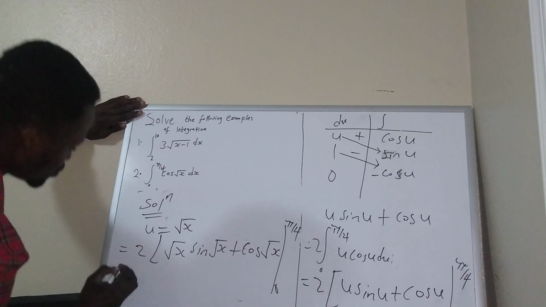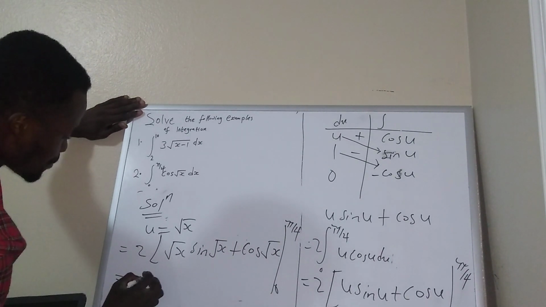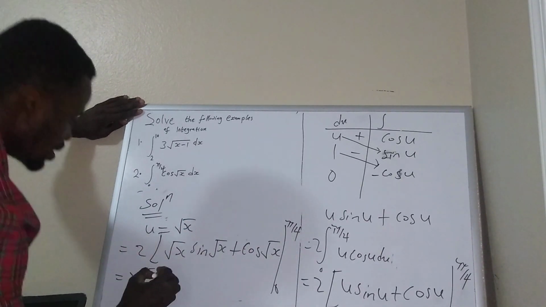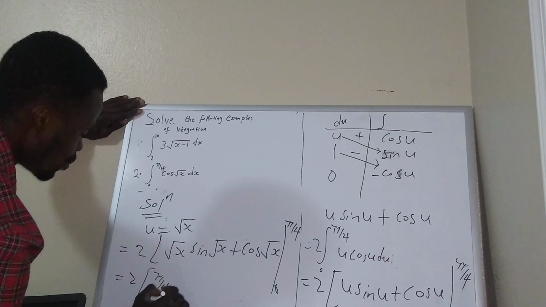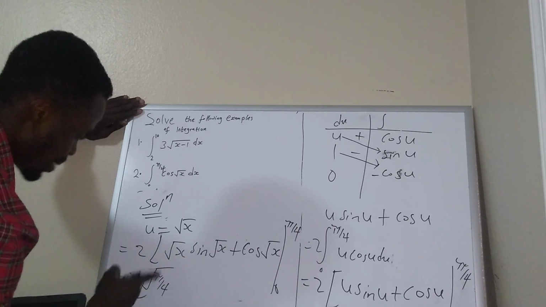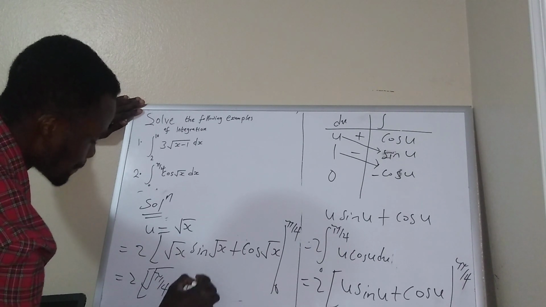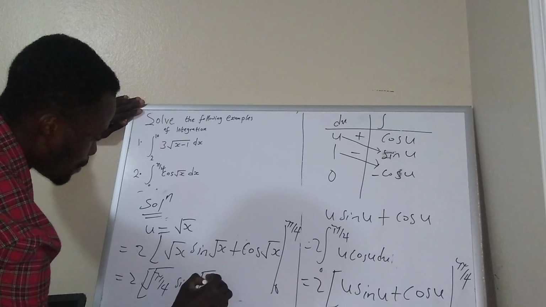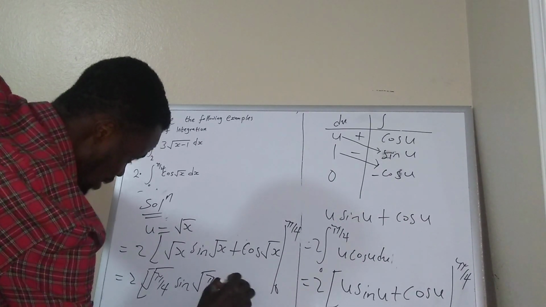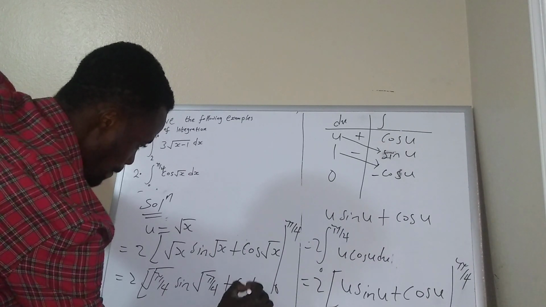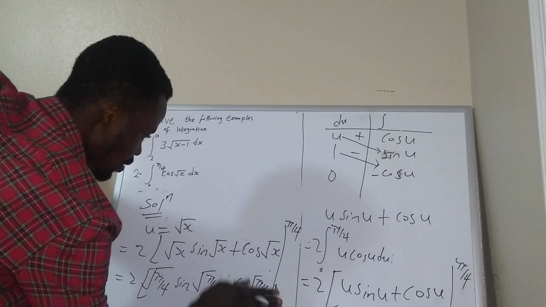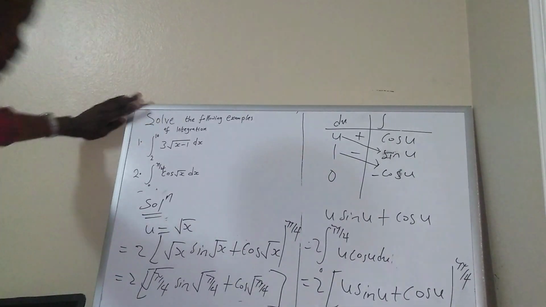Now we can put in our limits. So we have 2, then our limit here is pi on 4, then root of pi on 4, then sine of pi on 4 plus sine of pi on 4.